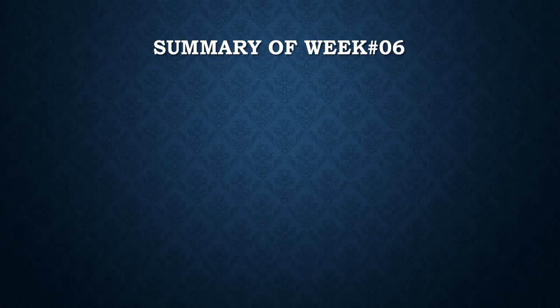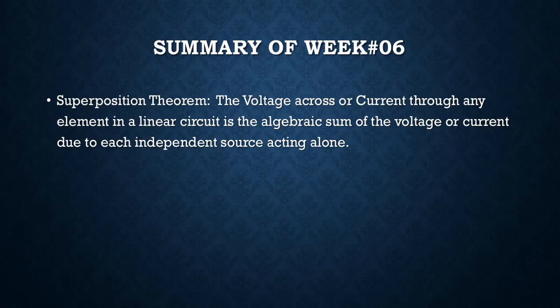So basically, in the last week we started the chapter of circuit theorems, in which we discussed two theorems: the superposition theorem and the source transformation theorem. We discussed that the superposition theorem says that, as per the linearity principle, the voltage or current at any branch or across any element can be measured as the sum of contributions due to each independent source, right? So this is the statement of the superposition theorem: the voltage across or the current through any element in a linear circuit is the algebraic sum of the voltage or current due to each independent source acting alone.